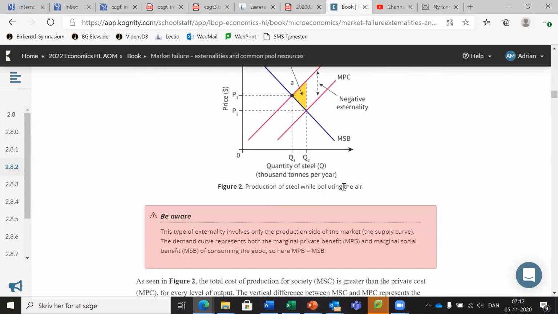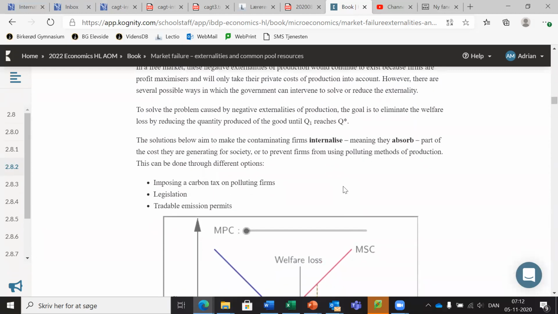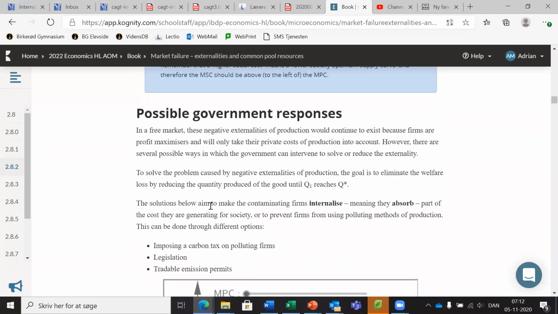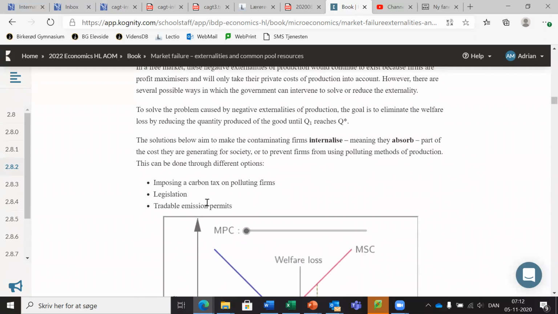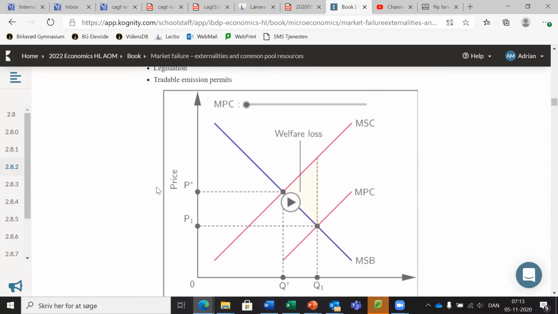Okay, next then, what do we do about it? So you can read all these different things here. Government has a few options. They can put a tax, that's the one we're going to analyze here. They could make some legislation, ban production, or limit the amount of production, or else they could have these tradable emission permits. We'll talk about these the next day. But here, looking at if they put a tax.